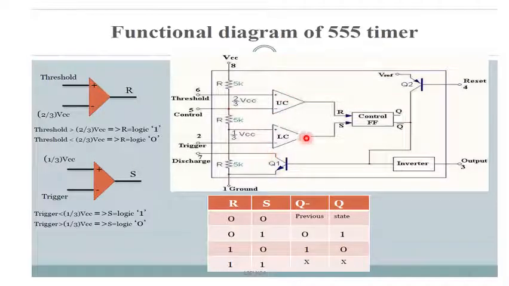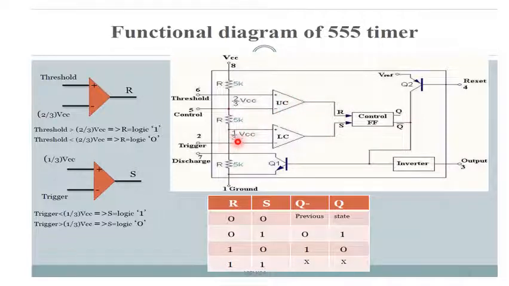Similarly, for the lower comparator, one input is the voltage at this point, which will be 1 by 3 VCC, given to the non-inverting input. For the inverting input, we apply the trigger, that is pin number 2. Because the input is given to the trigger input here, it is acting like an inverting comparator, whereas the upper one is acting like a non-inverting comparator.